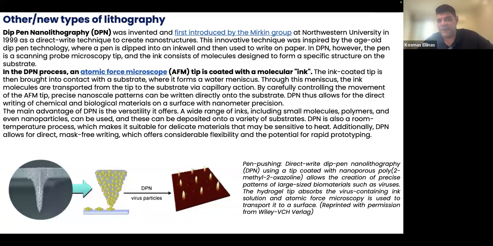So it is also a very nice technique, but again, it is not meant to be used for large-scale manufacturing of chips, but rather for more versatile things like small molecules printing, polymer printing, viruses, bacteria, etc.